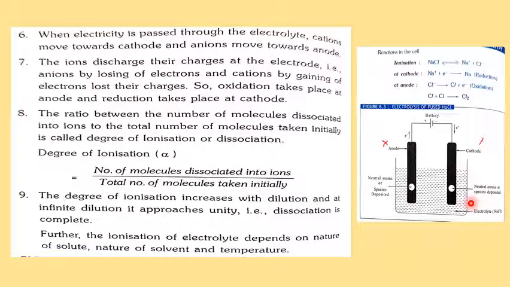In this cell, we take a beaker, pour in water, and dissolve the NaCl. Then NaCl aqueous solution is formed. After that, put two electrodes. One acts as anode, another acts as cathode. Anode is the positive electrode, cathode is the negative electrode. These two are connected with the battery through the wire.